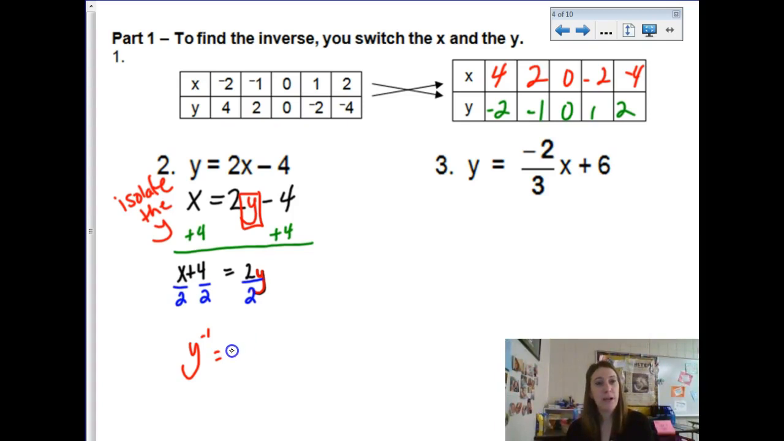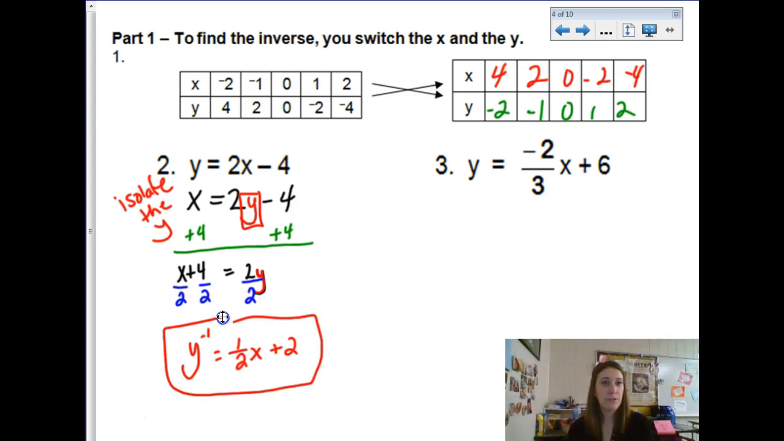So the inverse for y is x over 2, which I'm going to write as 1/2 x, and then 4 over 2 is plus 2. There we go. So now I can see the original function is 2x minus 4. Its inverse is 1/2 x plus 2. They look very different. If we graph them together, you'd see some relationships.